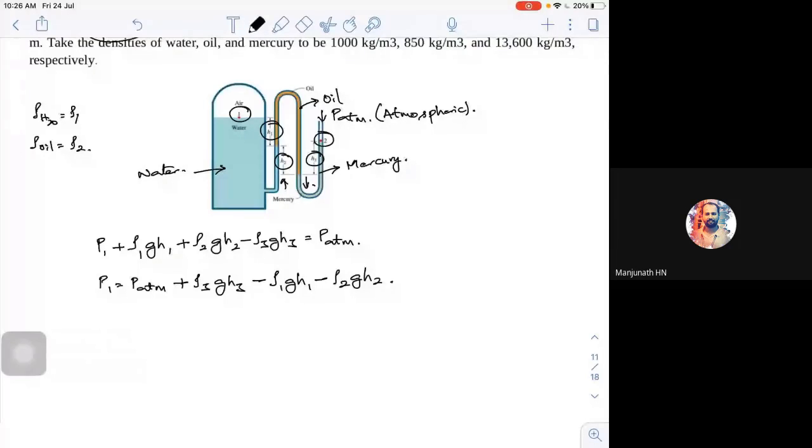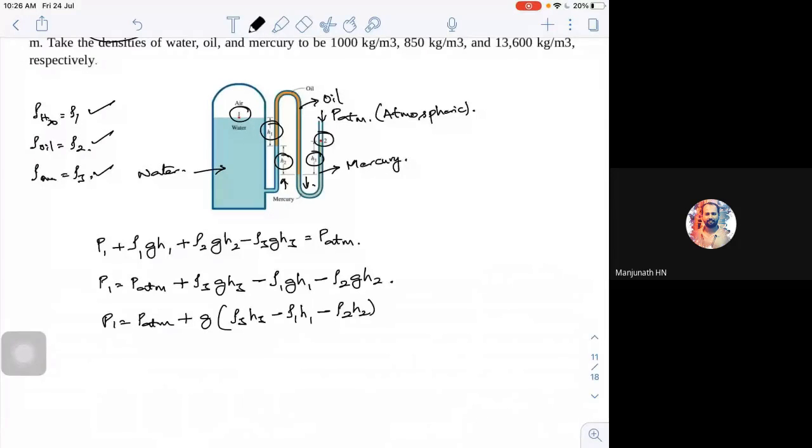If you're writing the program, you can take P1 equal to P atmospheric plus g outside, times rho 3 into H3 minus rho 1 into H1 minus rho 2 into H2. So this will be my problem statement, or you have the formula. Your program should be such that you input rho 1, rho 2, rho 3, or you can build them in, or type them in the program. It's a simple column, or you can input it.